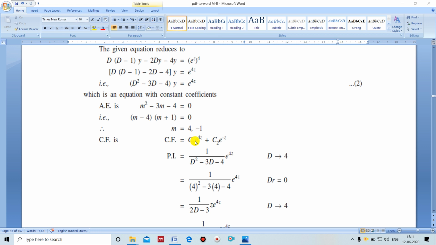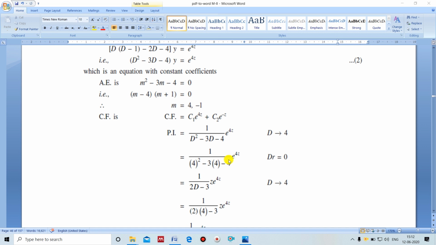Therefore, the complementary function is c1 e^(4z) + c2 e^(-z). To find the particular integral, PI = X divided by f(D), which is e^(4z) divided by D² - 3D - 4. Replace D by 4, or put D = 4, and we get e^(4z). If you substitute here, the denominator is 0.